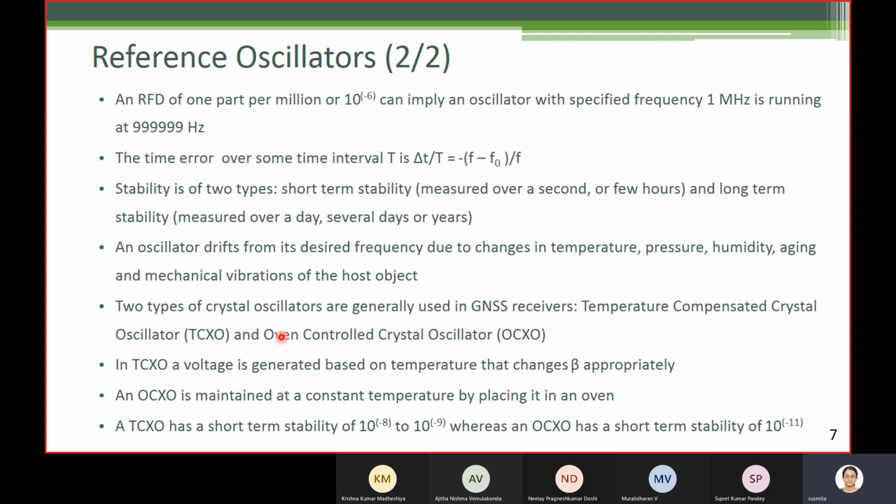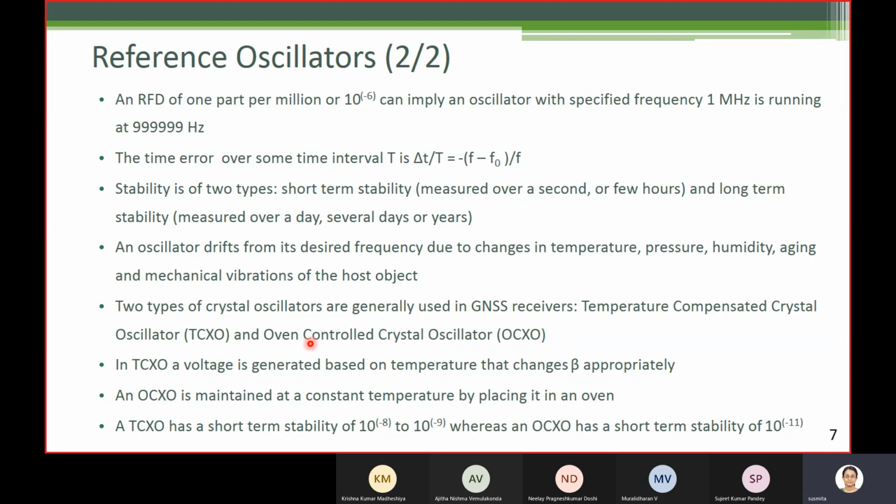The second one is much more robust. It's called the oven controlled crystal oscillator. In this case, the oscillator is kept inside an oven whose temperature is maintained constant. In the TCXO, we do not try to change the temperature; rather, we take some corrective action based on the change in temperature, so we can only accommodate a narrow variation in temperature. Whereas in this case, we do not do any corrective action based on temperature. We maintain the temperature constant inside an oven. So this is certainly better than the temperature compensated crystal oscillator.